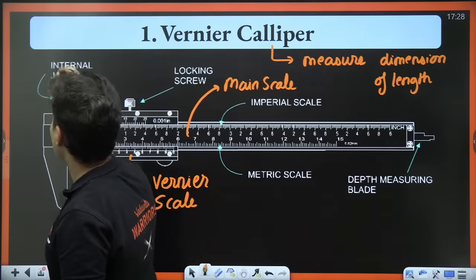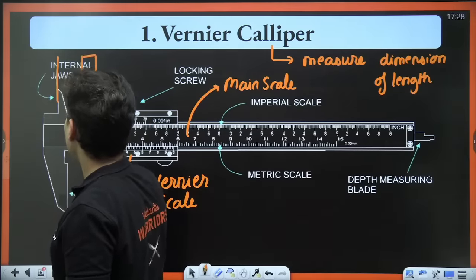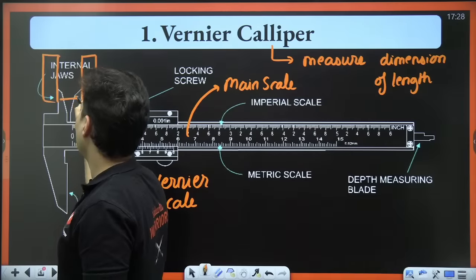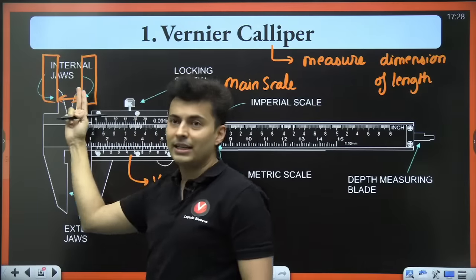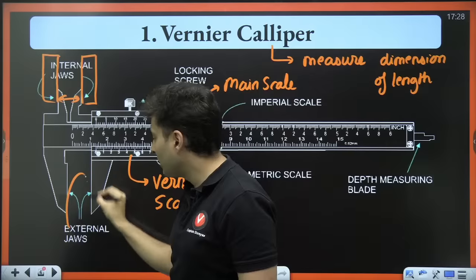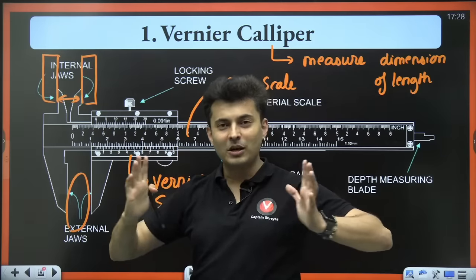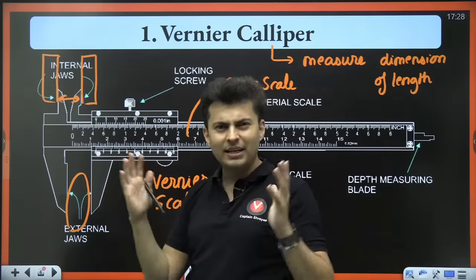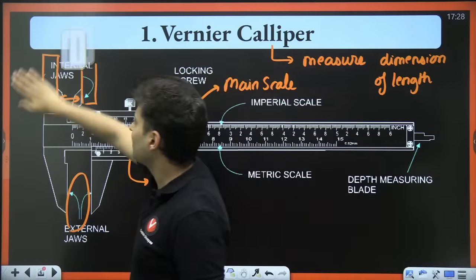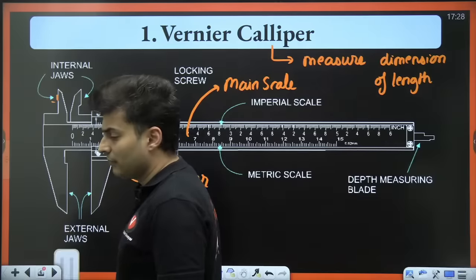So imagine this was a hollow cylinder like this. This is the thickness. You can measure this value from the internal jaws. Here you measure the outside diameter or outside distance or outside length. So this is used for inside length, this is used for outside length. That is the main application of a vernier caliper.